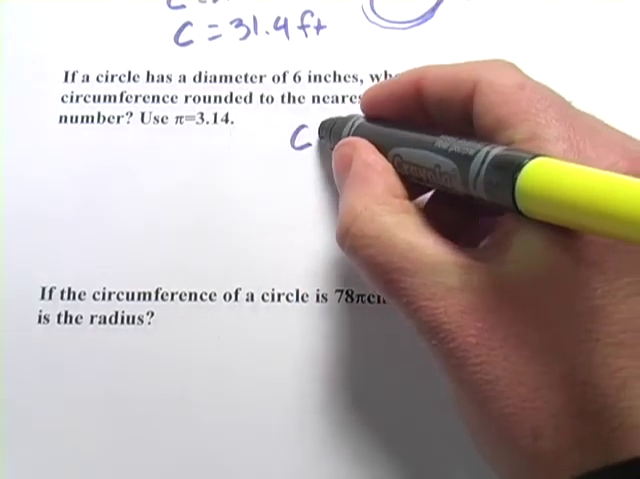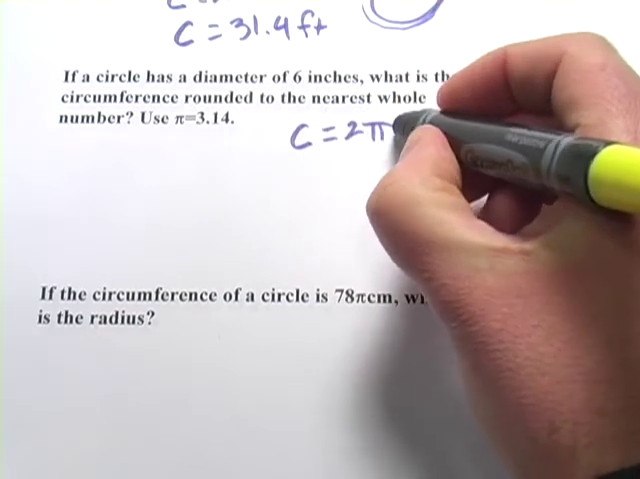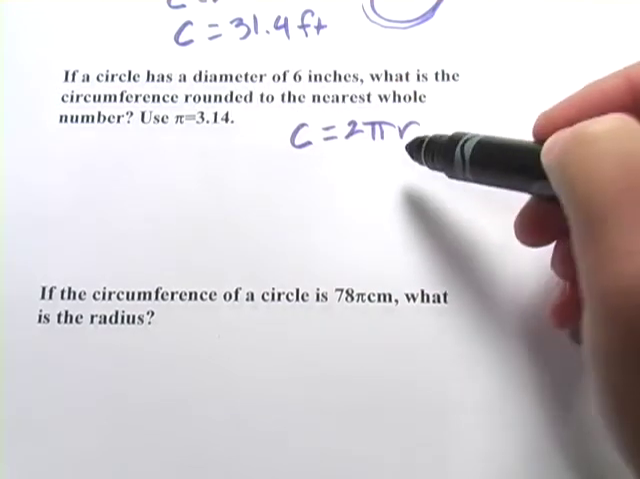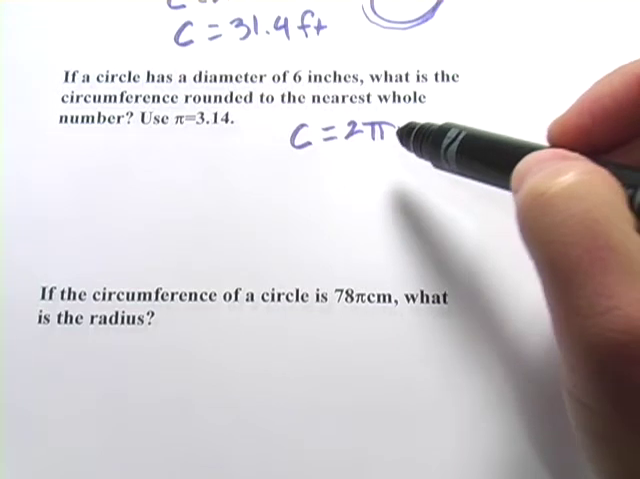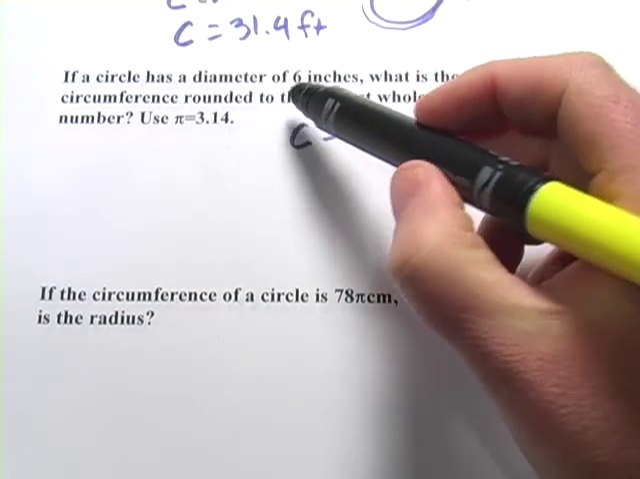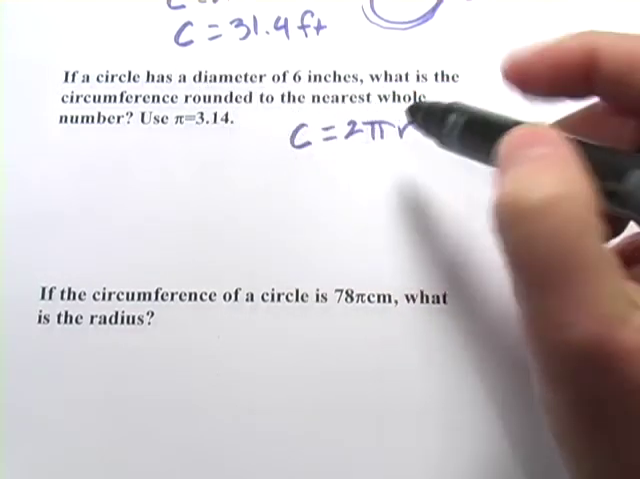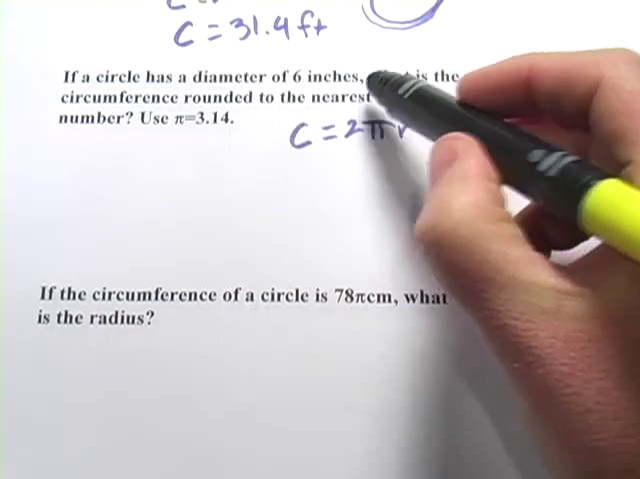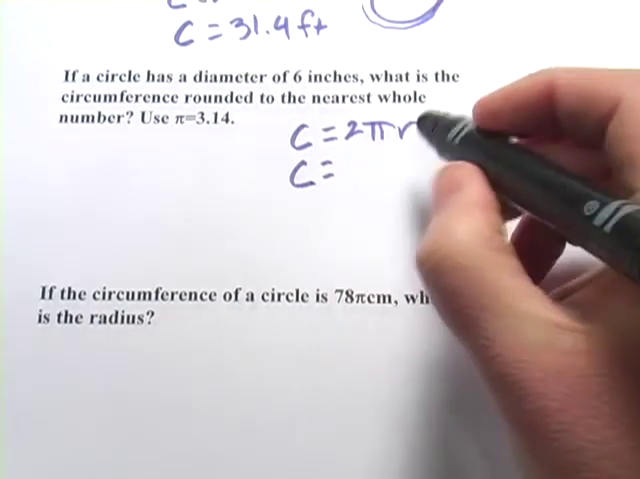Remember, our formula is circumference equals 2 pi r. And you might be tempted to plug that 6 in for r, but 6 is not the radius. 6 is the diameter. Diameter is the distance all the way across the circle. Radius is half of that. So we're going to plug in 3 instead of 6.